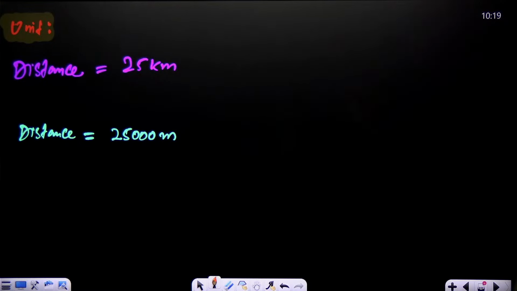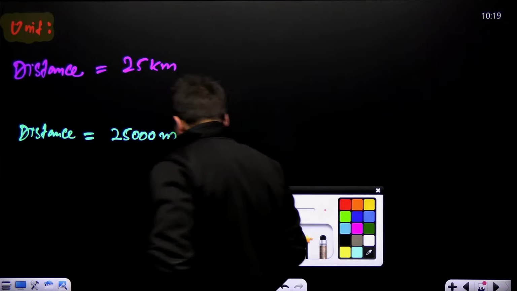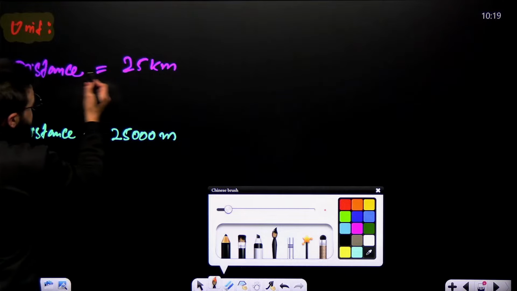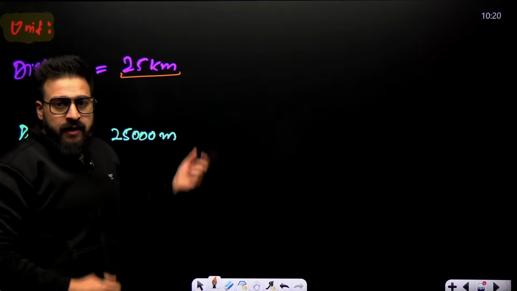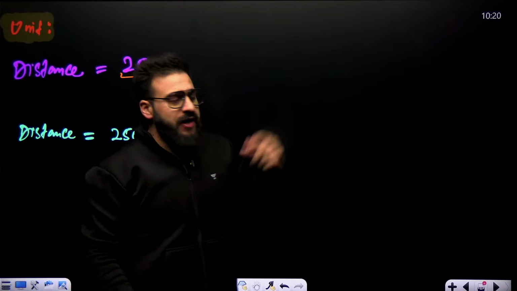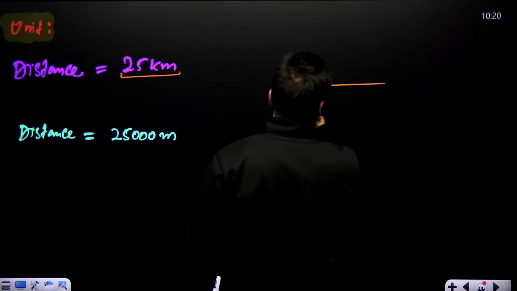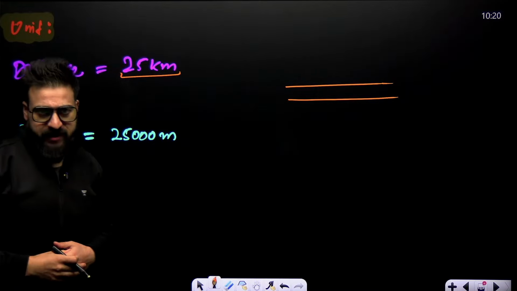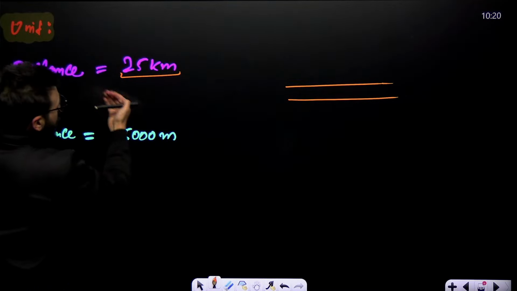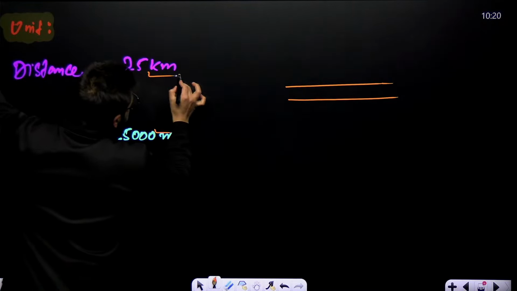Let's suppose the distance is 25 kilometers. The length of the road is, let's suppose, 25 kilometers. We say this is a straight track, and its length is 25 kilometers. Now guys, what is this kilometer over here?